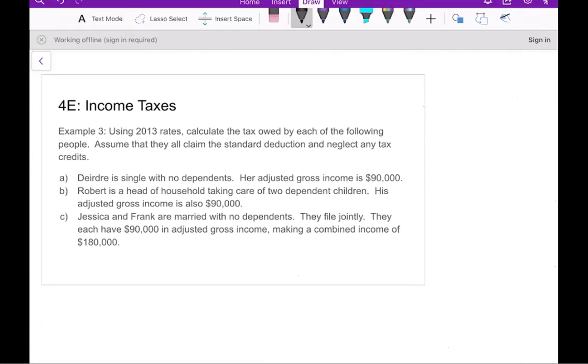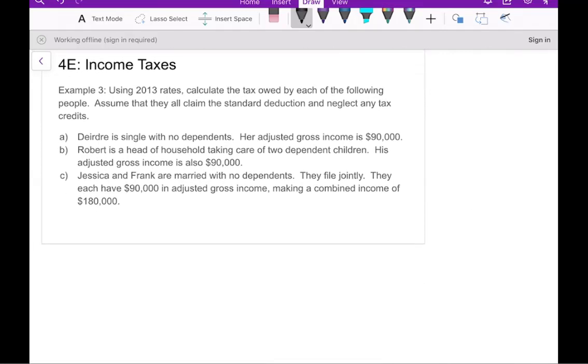Okay, so in example 3, we're going to use the 2013 rates that we have in the table, and we're going to calculate the tax owed by each of the following people. We're going to assume that they all claim the standard deduction and neglect any tax credits. In this first example, we have Deirdre, who is single with no dependents, and the adjusted gross income is $90,000.